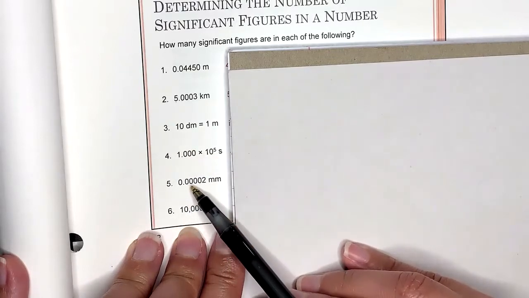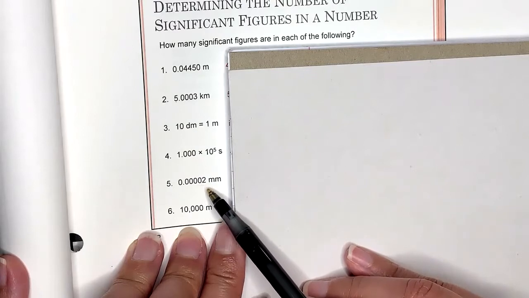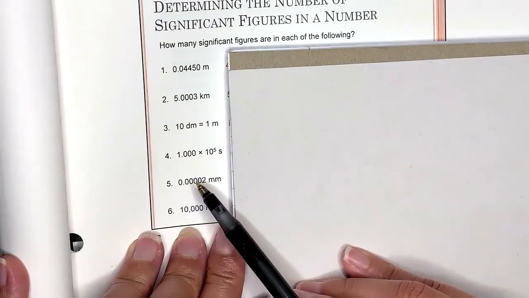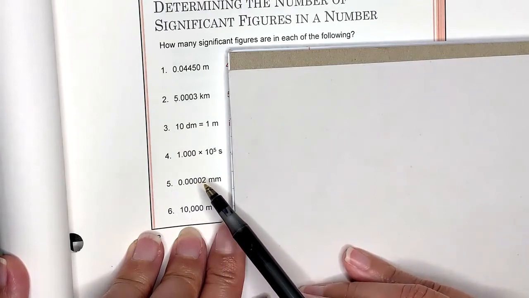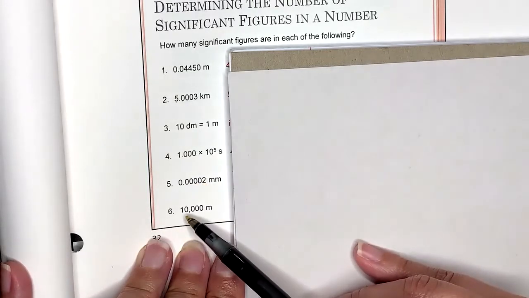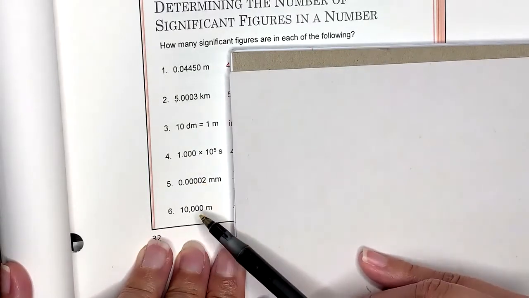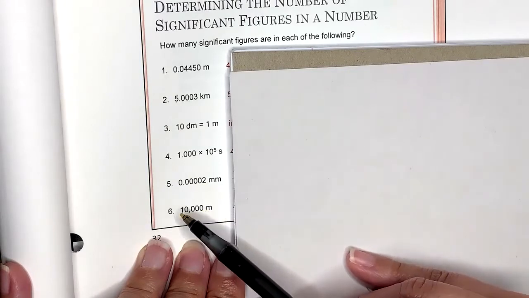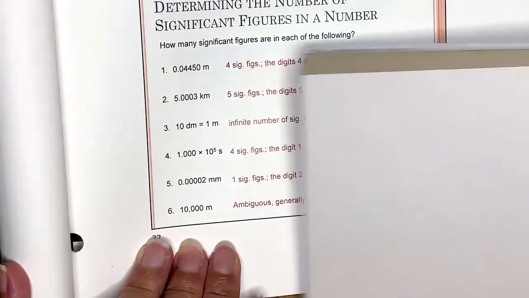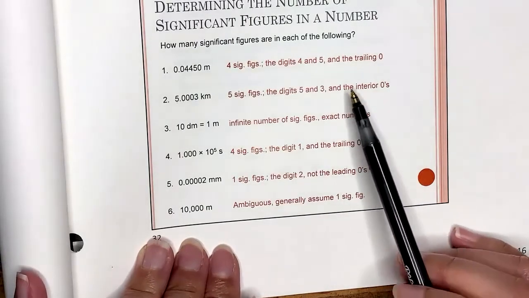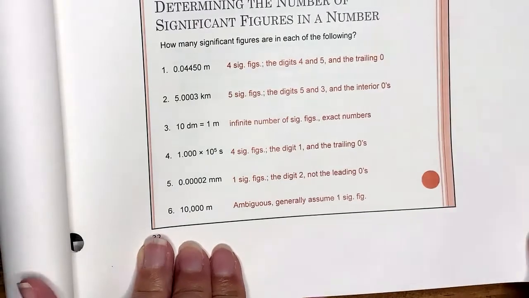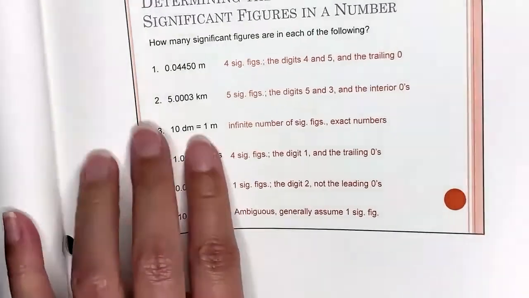Now, 0.00002. All the zeros in the front are not significant. You do not write them in the scientific notation. Therefore, this only has 1 sig fig. What about this one? This one's ambiguous, right? It doesn't really tell you. So you always veer on the side of caution and say this is probably just 1 sig fig right there. Okay? So these are the answers here. Make sure you practice. You can see these in your slides as well.